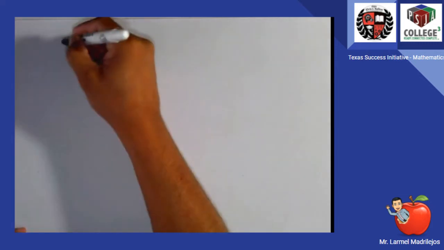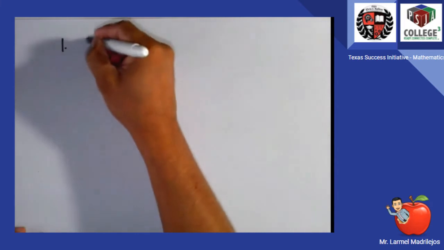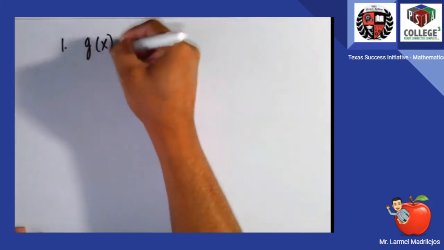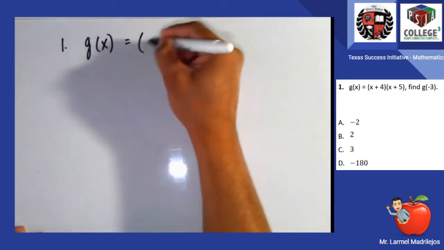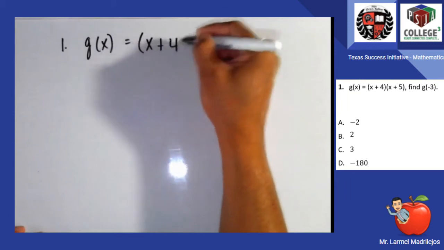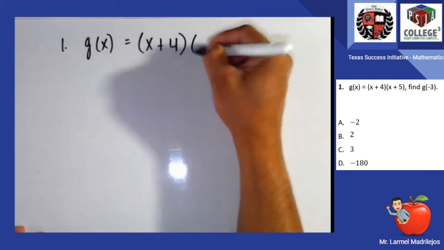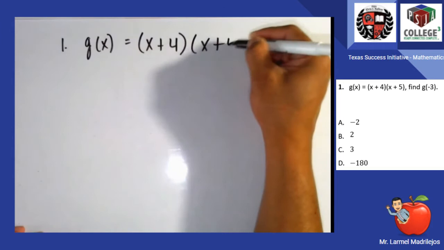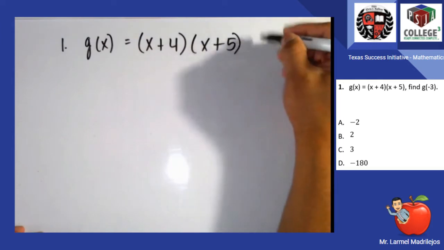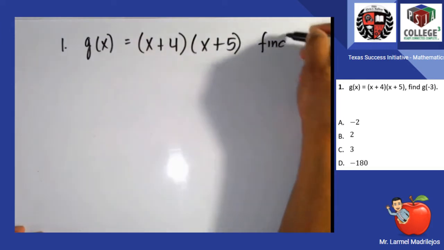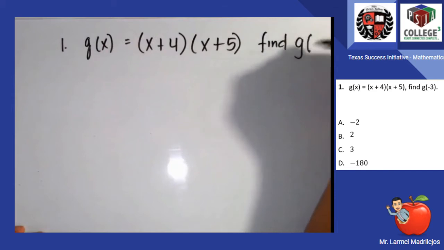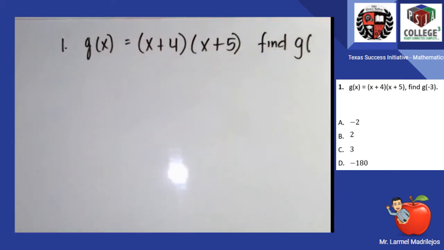Next topic is algebraic expression. Okay. So question number 1. G of x is equals to x plus 4 multiplied by x plus 5. Find G of negative 3. I'll change the color.